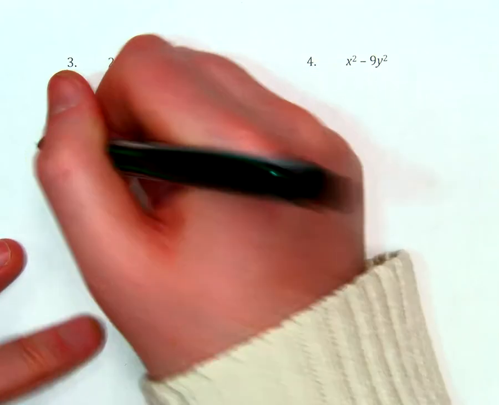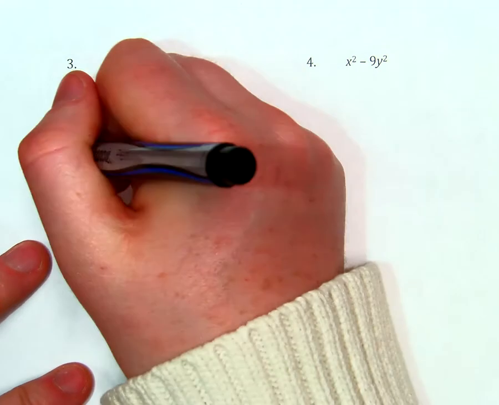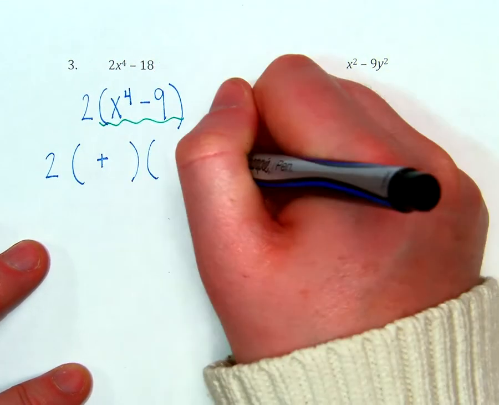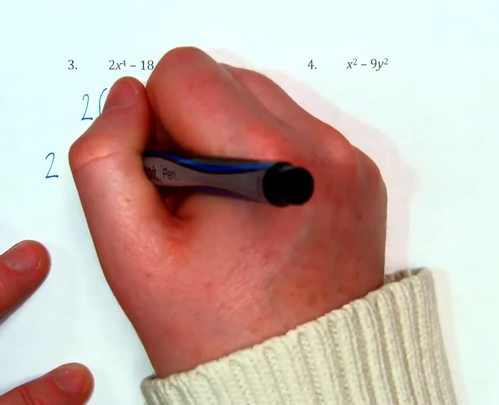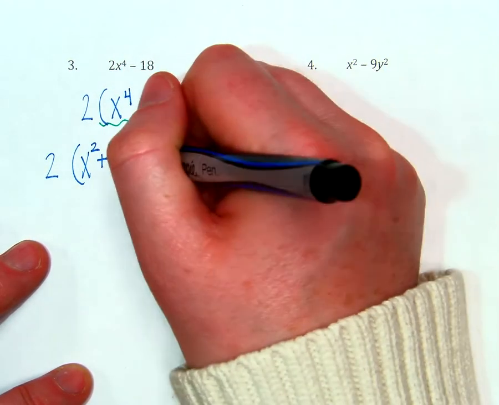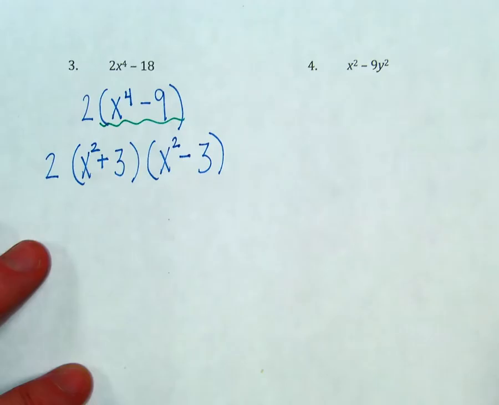So I'm going to keep that 2 out front. I'm going to set up my difference of squares parentheses. One will always get a plus, one will always get a minus. X to the 4th splits into x squared and another x squared. And the square root of 9 is 3, so 3 and 3 go here.